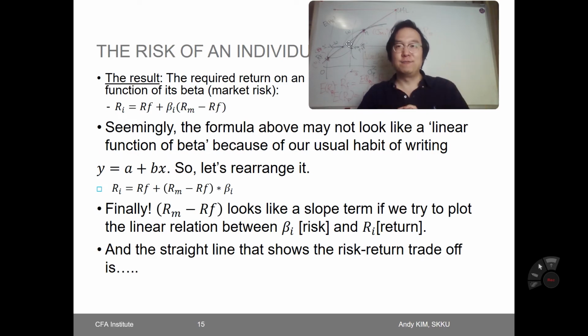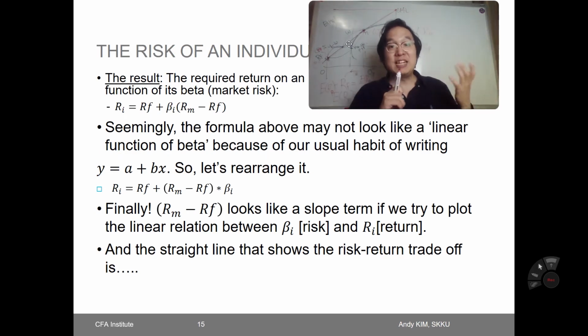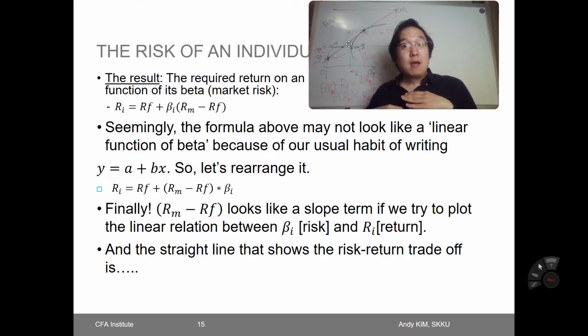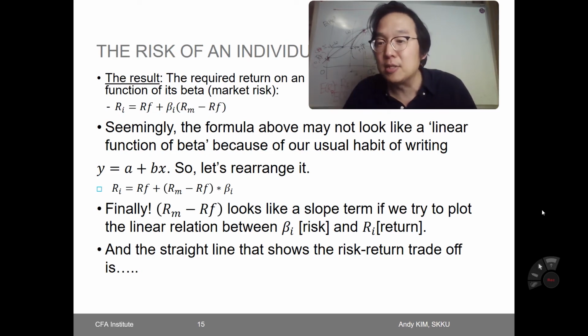Finally, this one, Rm minus Rf, looks a lot like a slope term if we try to plot the linear relation between systematic risk, beta I should have said systematic risk, because we are not talking about the total risk. Systematic.